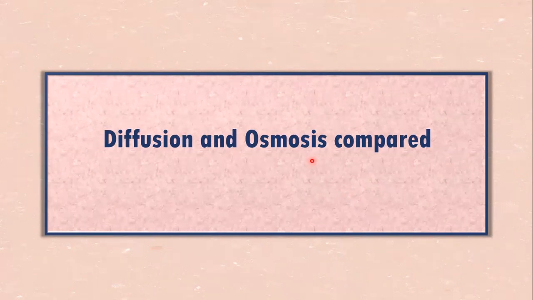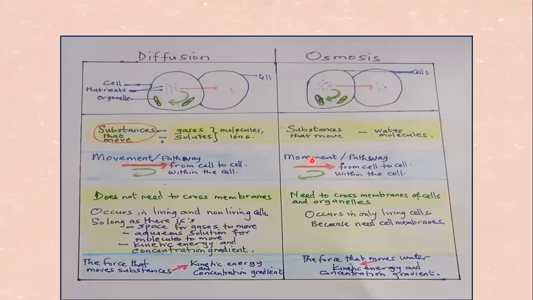Today we are comparing diffusion and osmosis. So we have these two cells for diffusion, and we have the same two cells for osmosis. Now, these two cells have these organelles. There's an organelle here. We have nutrients here.